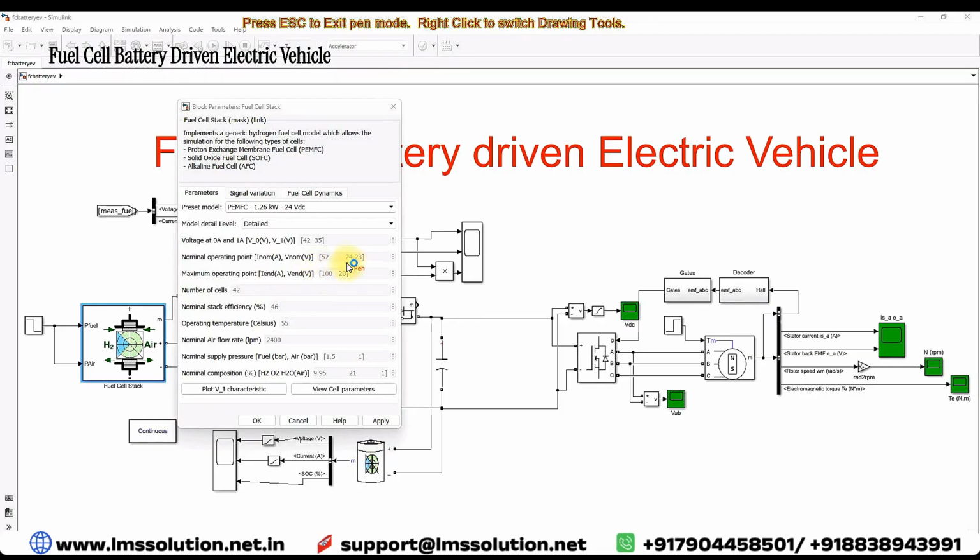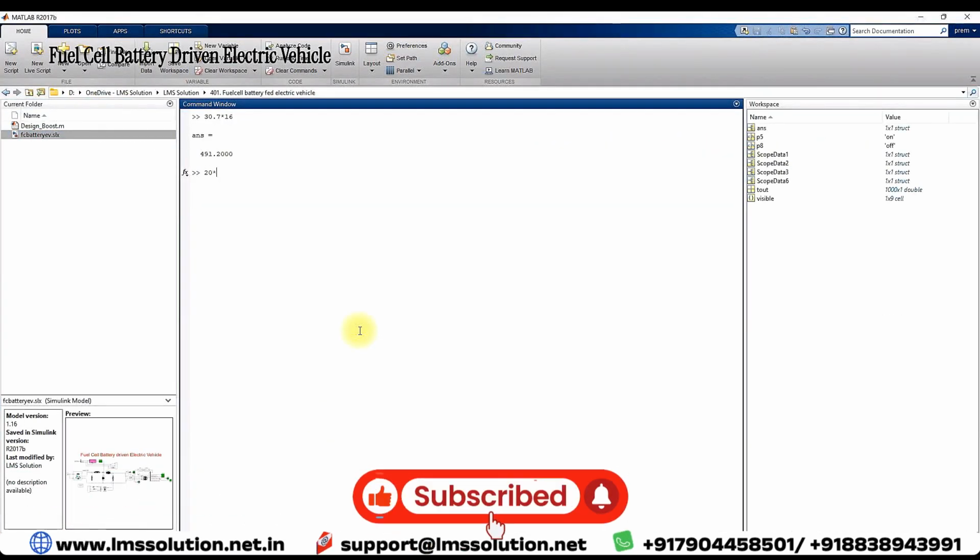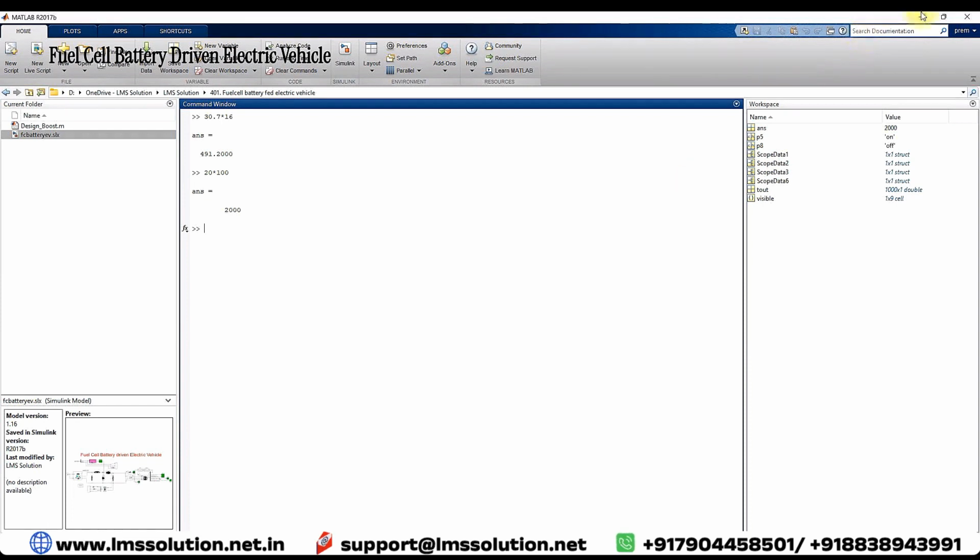Here you will see that the nominal operating voltage is 24.23 volt and the current at the nominal operating point is 52 amps. The maximum operating point voltage is 20 volt and the current is 100 amps. Here you can see that 20 into 100 is equal to 2000, so the maximum power it can generate is around 2000 watts. The nominal power is 1.26 kilowatt, that is 1.26 into 1000, which is 1260 watts.